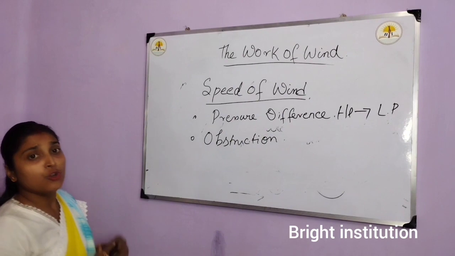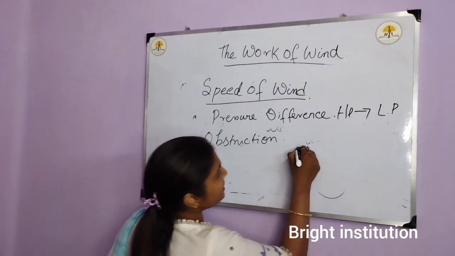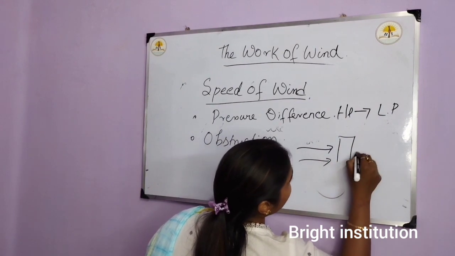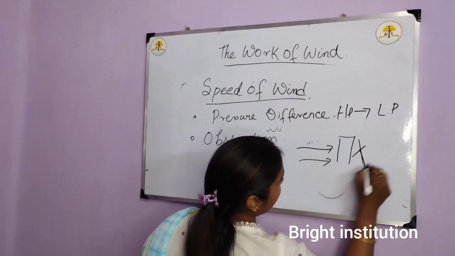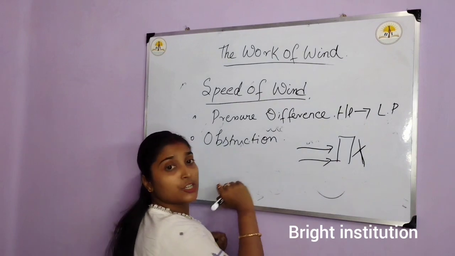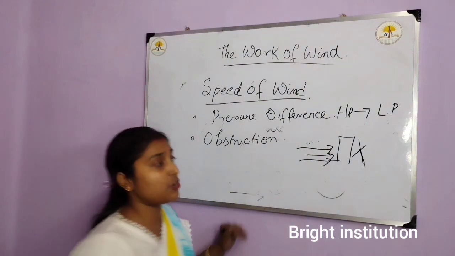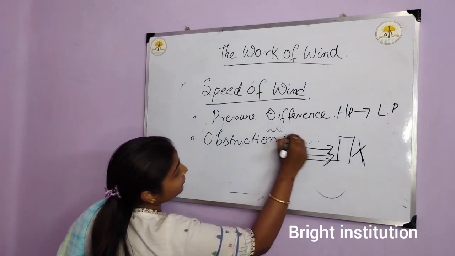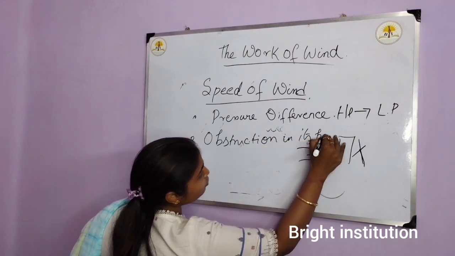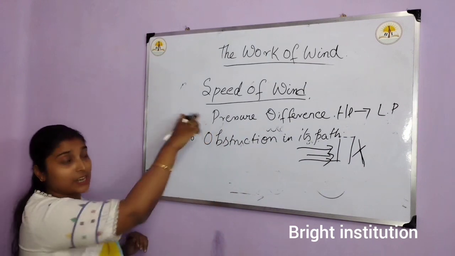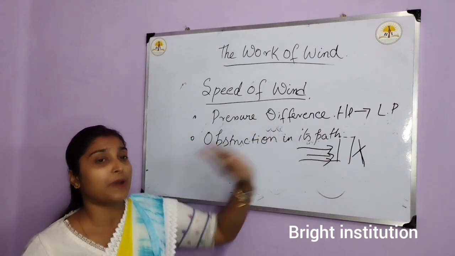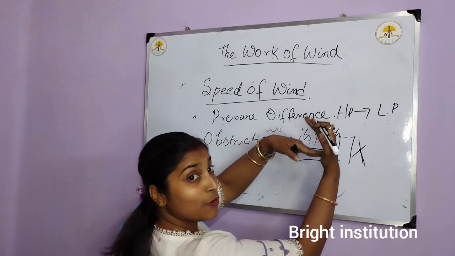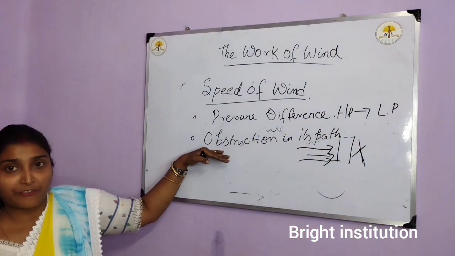The wind action will be stopped if the wind is moving in this direction and there is any tall building or any kind of construction work in this part, so the wind will be stopped or checked over here. Why? The obstruction in its path. So the speed of the wind depends on two factors. One is the pressure difference, another is the obstruction in its path. If the wind is moving in this direction and there is an obstruction, the wind can't move properly. This is the second factor.